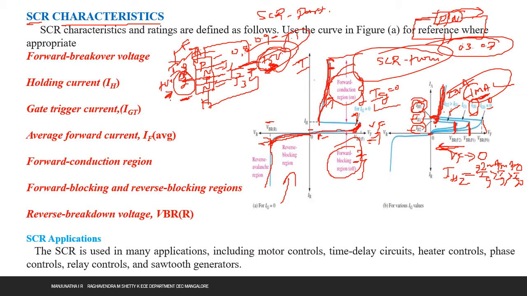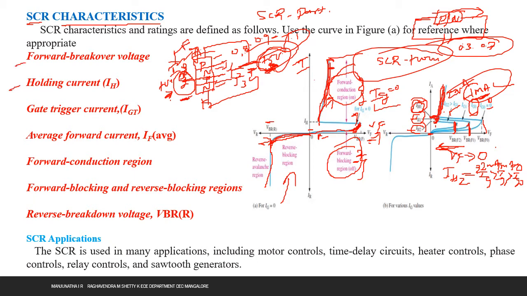So up to what value of current the SCR is able to hold it, that current is called the holding current. Immediately it becomes 0. So that is actually the meaning of holding current.